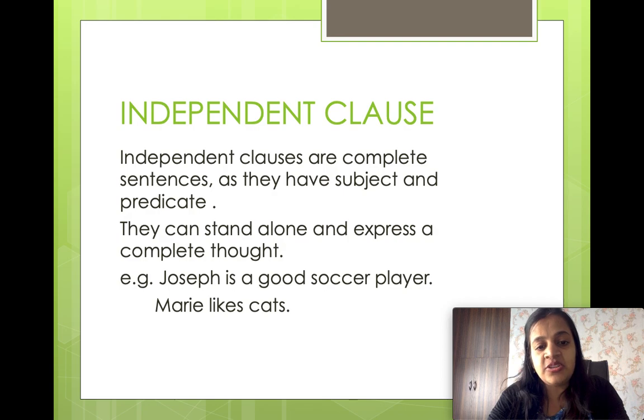For example, Joseph is a good soccer player. Here Joseph is the subject, is a good soccer player is the predicate. Mary likes cats. Mary is the subject, likes cats is the predicate. So both these sentences stand on their own and they are conveying a complete thought. That's why they are independent clauses.